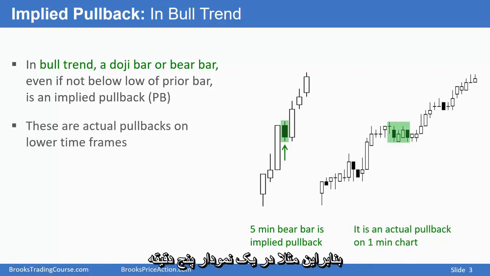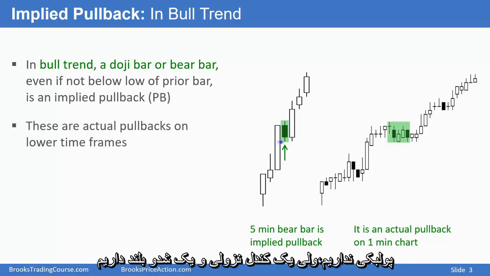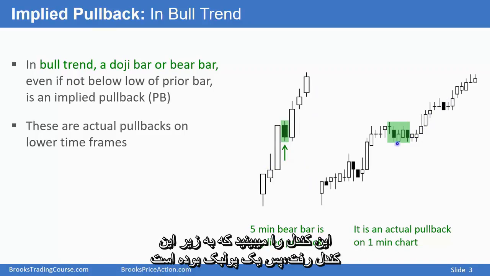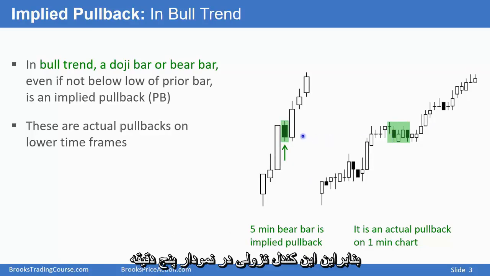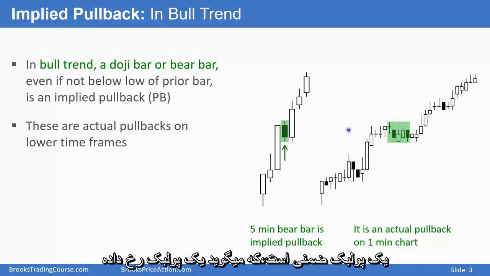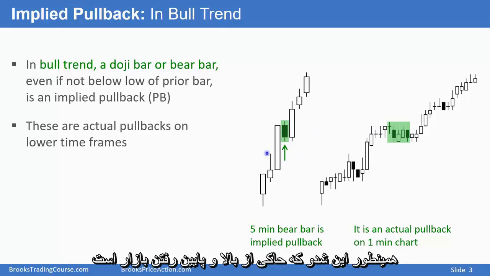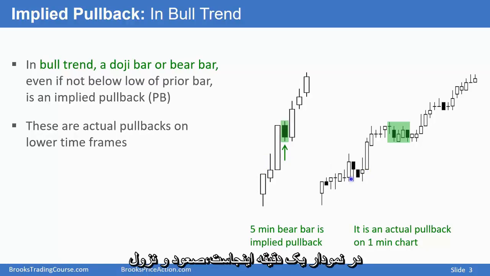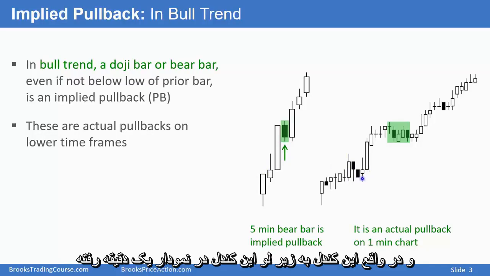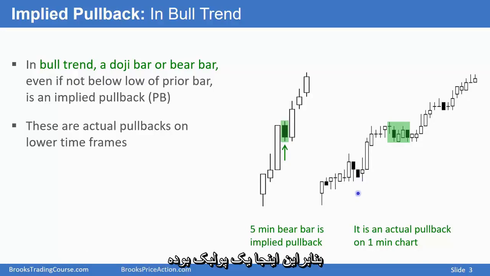So for example, a 5-minute chart, no pullback, but we have a bear bar and we have a big tail. On the 1-minute chart, you can see this bar went below the low of that bar. So in fact, there was a pullback. So this bear bar on the 5-minute chart is an implied pullback. It implies that there is a pullback taking place, not on the 5-minute chart, but on a lower time frame chart. And likewise, this tail right here, where the market went up and down, in fact, this bar traded below the low of that bar on the 1-minute chart. So there was a pullback here.